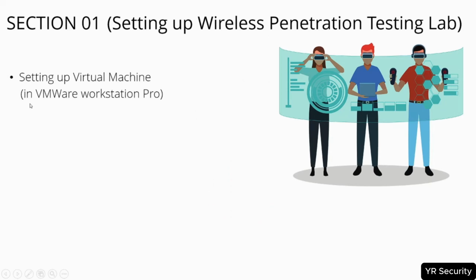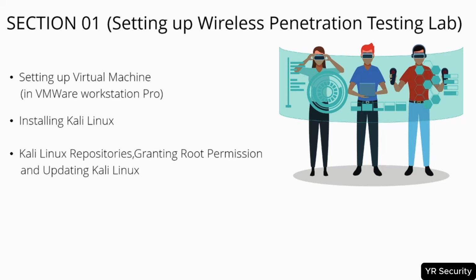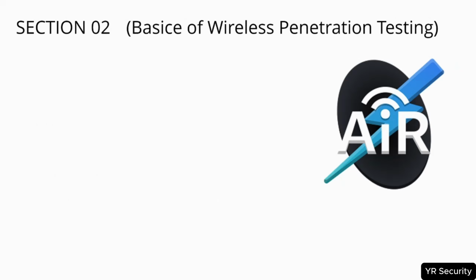I will explain setting up a virtual machine in VMware Workstation Pro, installing Kali Linux in the virtual machine, then the basic settings we have to do after installing Kali. They are granting root permission, adding Kali Linux repositories to the sources.list, updating and upgrading the system. At the end of this section, I will explain what the compatible wireless adapters are and how to install them into the virtual machine.